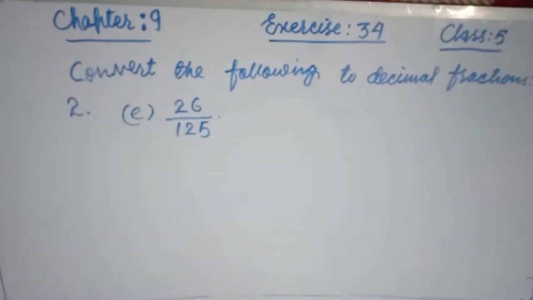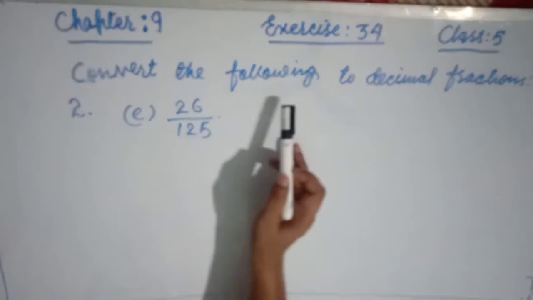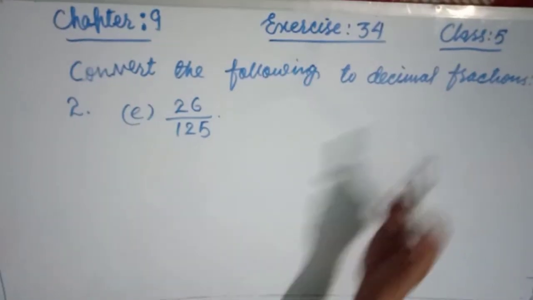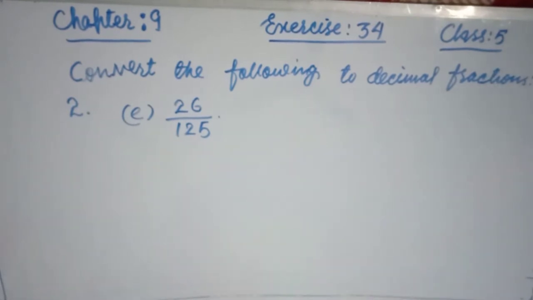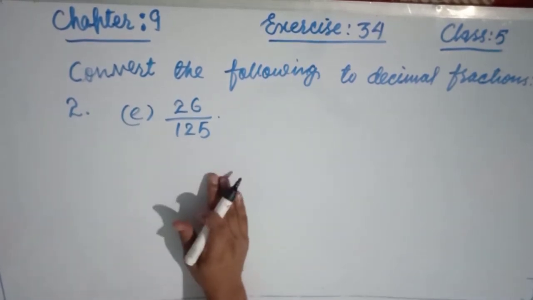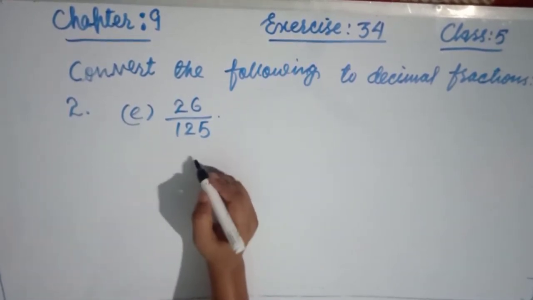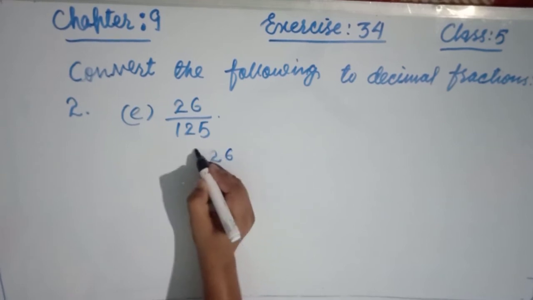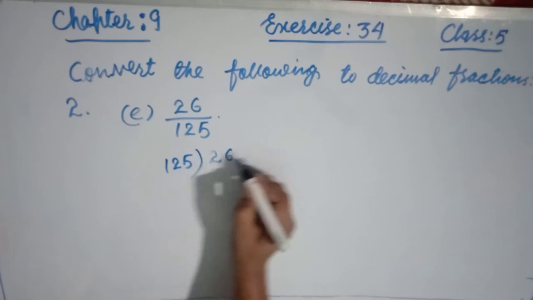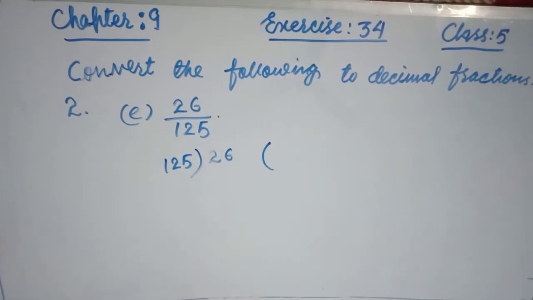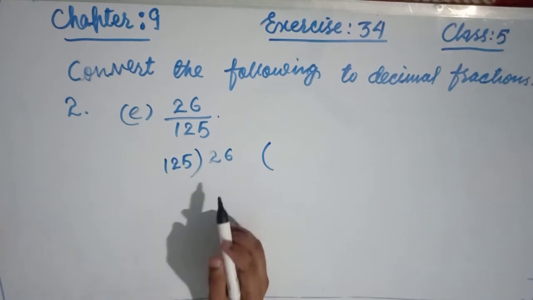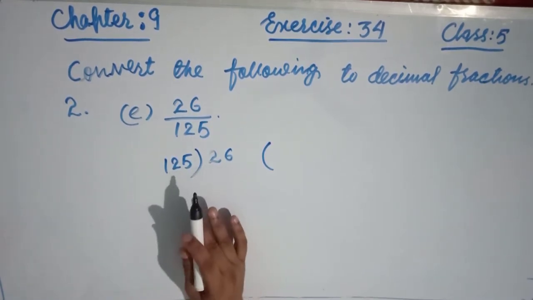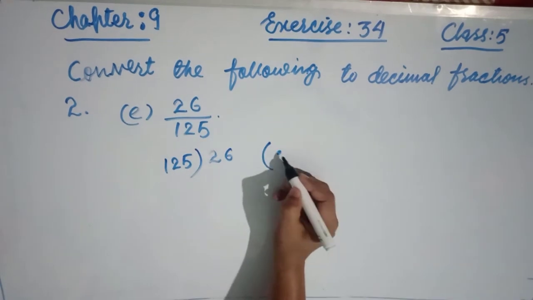Now see friends, the second question says convert the following to decimal fractions. Question number 2 has 5 sub questions A, B, C, D and E. So we have taken only one, E. This is 26 divided by 125, the same type as question number 1. Now start solving friends. Divide 26 by 125. Now friends, look at this, 26 is the dividend. The dividend should be greater than or equal to the divisor, then we can divide. So this is less, friends. Now place the decimal here, 0 is the standard form.